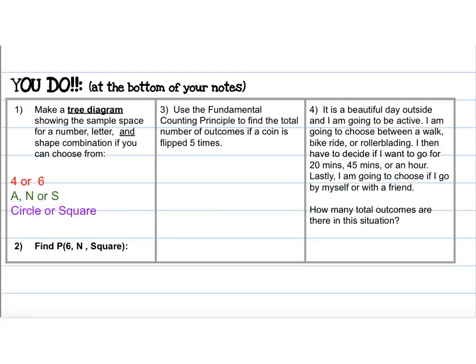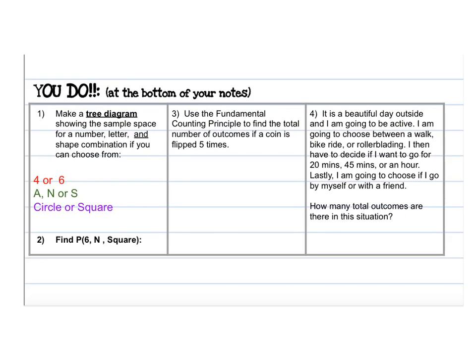Okay, these ones you are going to try on your own and complete these at the bottom of your notes. I'm going to be looking for them. They're kind of a check-in for me. Make a tree diagram showing the sample space for a number, letter, and shape combination if you can choose 4 or 6, A, N, or S, and then a circle or a square. And then find the probability that you pick a 6, an N, and a square.